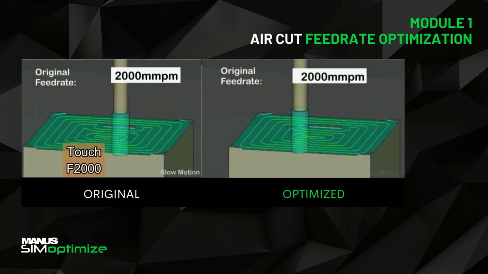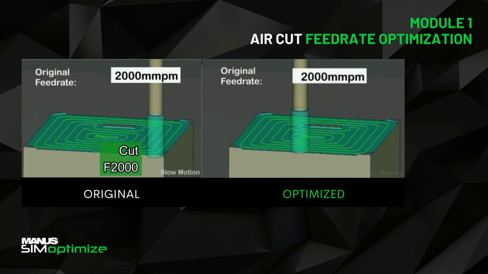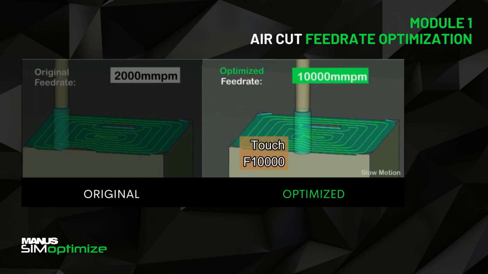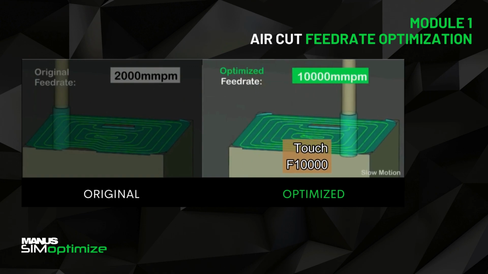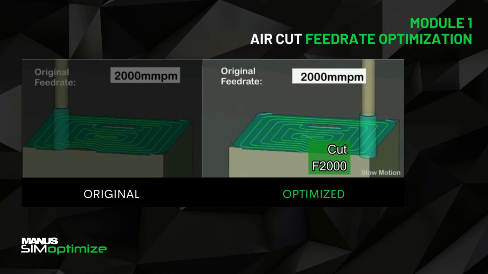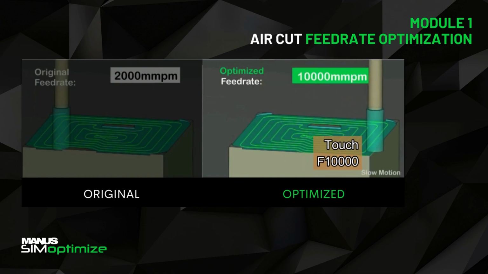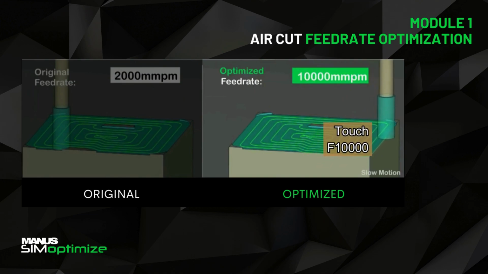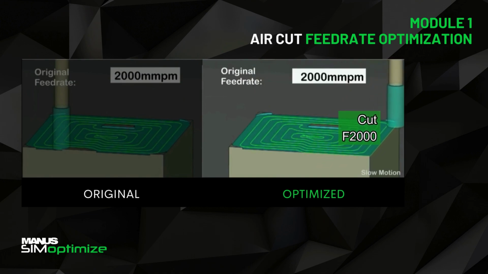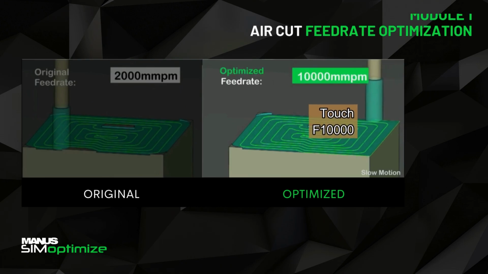The first module is air cut feed rate optimization, and it is developed to eliminate the problem of no-contact moves and touch moves. In MANUSsim Optimize, you can accelerate the feed rates of both no-contact moves and touch moves with a single button. MANUSsim Optimize automatically detects such non-cutting moves and provides you with the opportunity to define higher feed rates for both movement types.